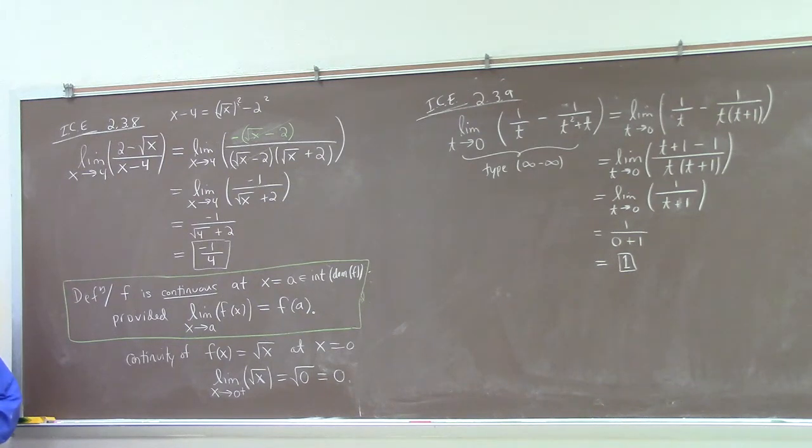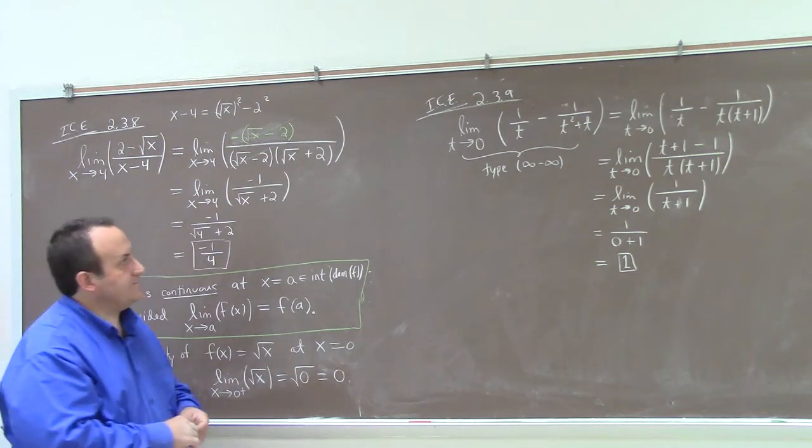Let's see here if I can find, I'm trying to see if I can find a type 0 times infinity one that I'd like for us to look at. I don't have one on hand. Well, I'm sure it'll come to us before we know it.